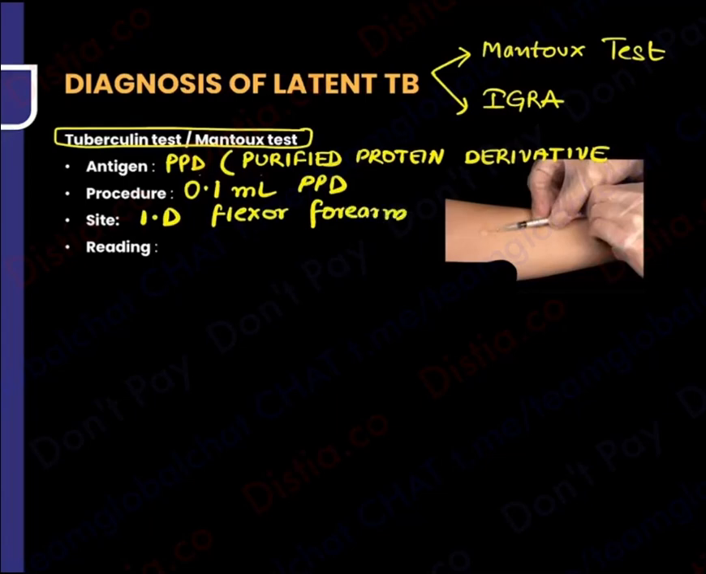As you can see, you took only 0.1 ml of that PPD and you have injected it intradermally in the flexor aspect of the forearm. Now you're going to take a reading after 48 to 72 hours. And now what is the reading that you'll take? So you have given an intradermal injection, 0.1 ml of PPD.